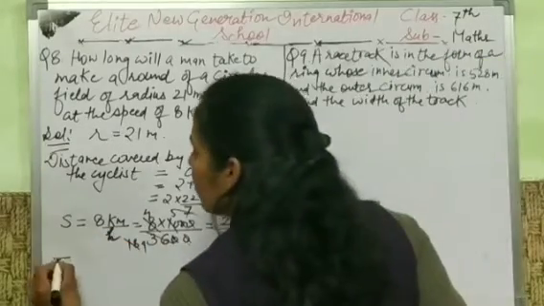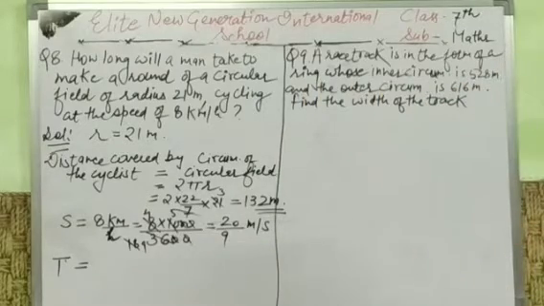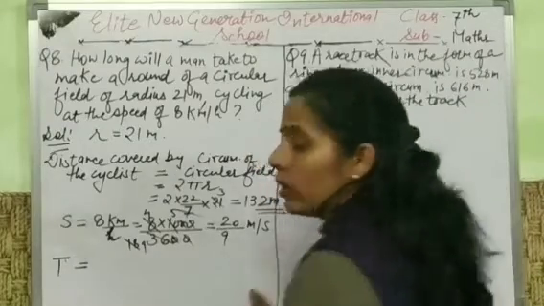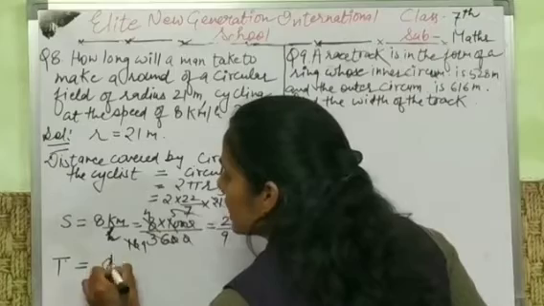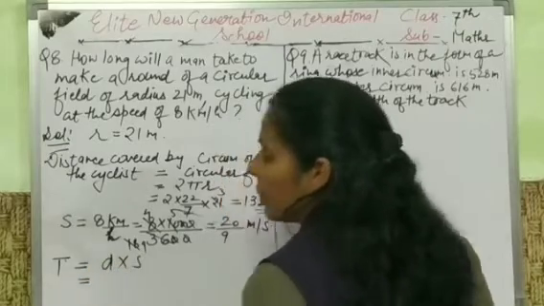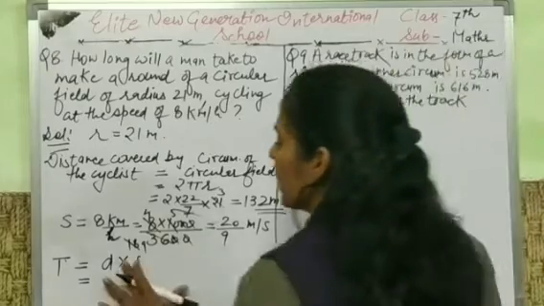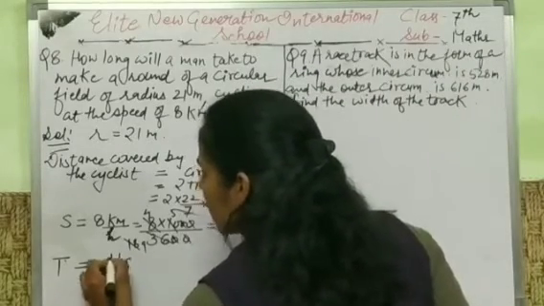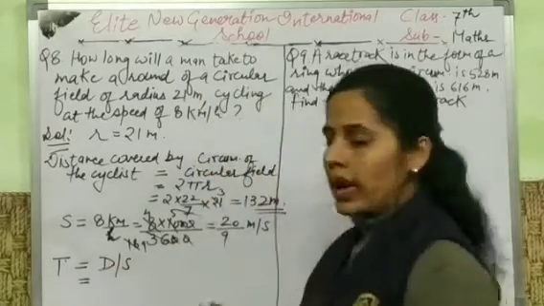So time taken by the cyclist to cover the circular field, right? To make a round around the circular field. Now here we just write the t. So t is equal to distance into speed. Okay, because speed is equal to distance upon time. So here time is equal to distance upon speed, not distance into speed, distance upon speed.